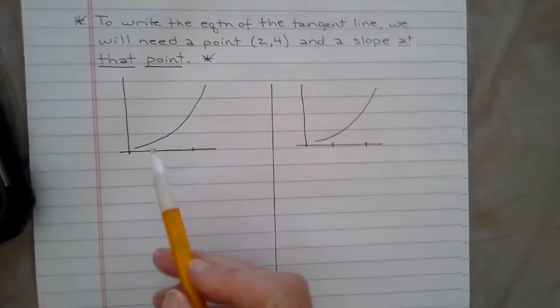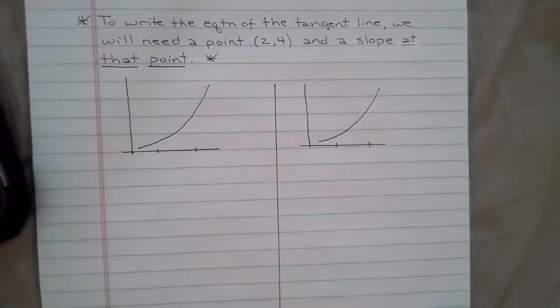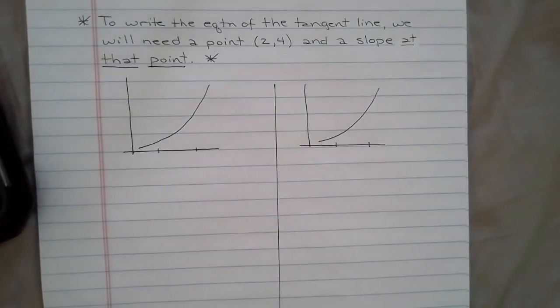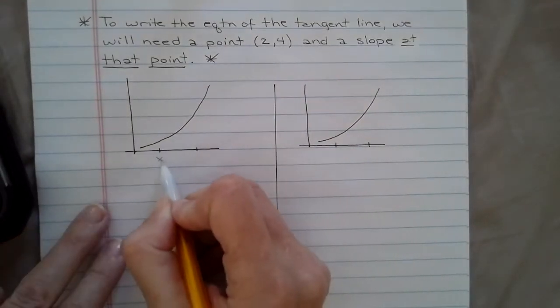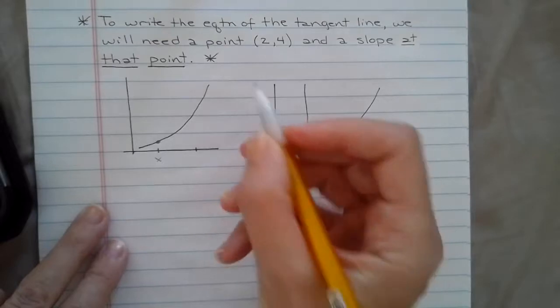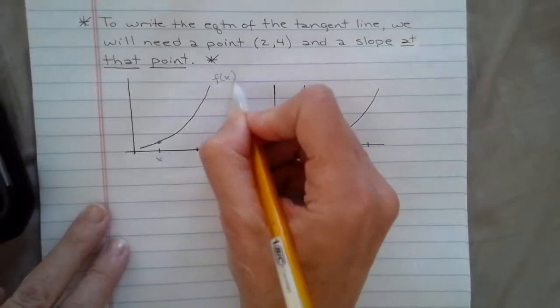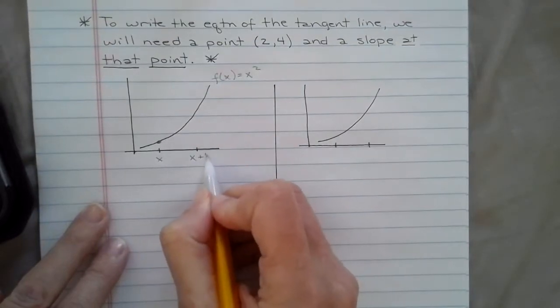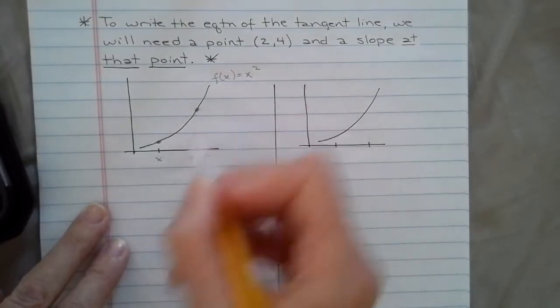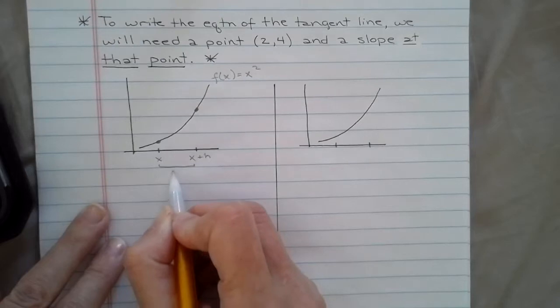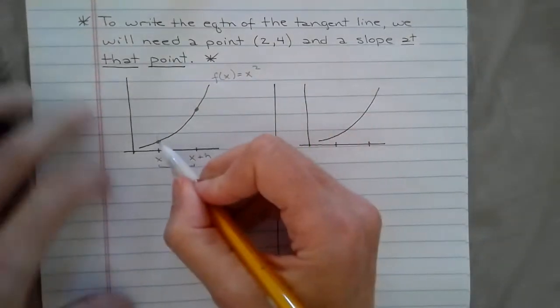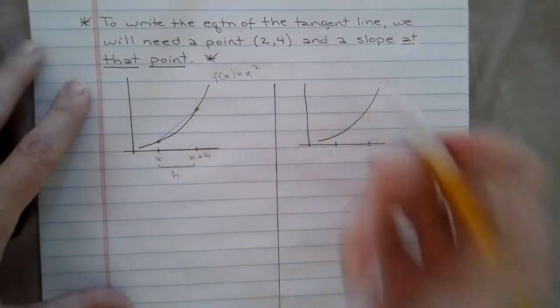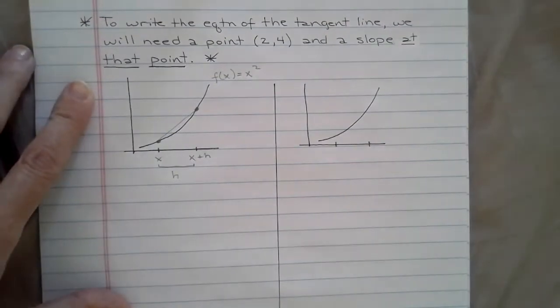So looking at this graph of f of x equals x squared, that's the graph we're looking at. We're going to go ahead and set up just a generic point. There we go. And we said f of x equals x squared. Okay, and then I'm going to pick a point that's just a little further away from there. I'm going to call that distance h. And I'm going to set up a slope between those points.